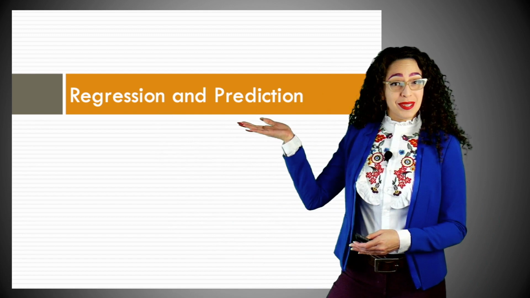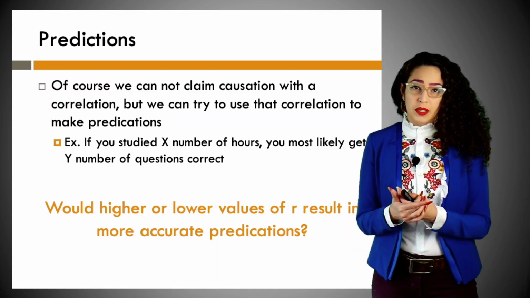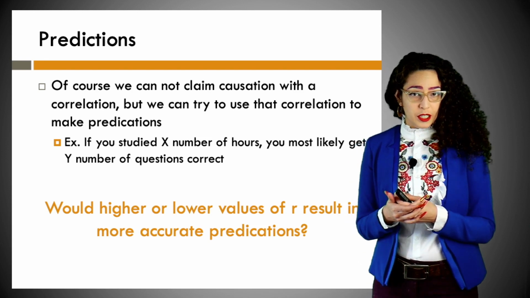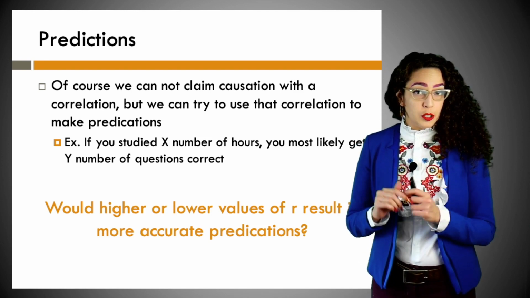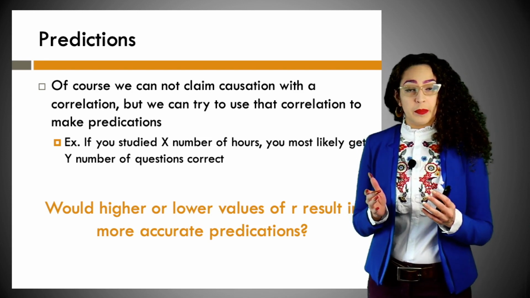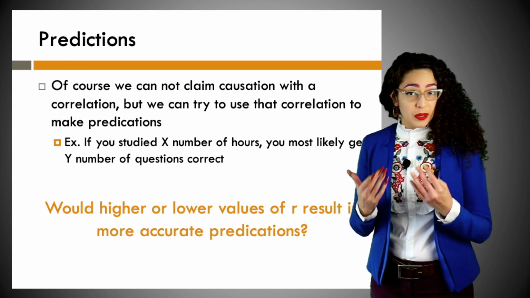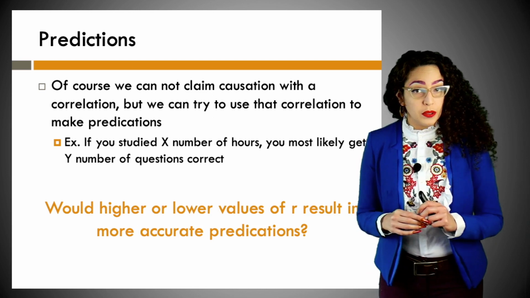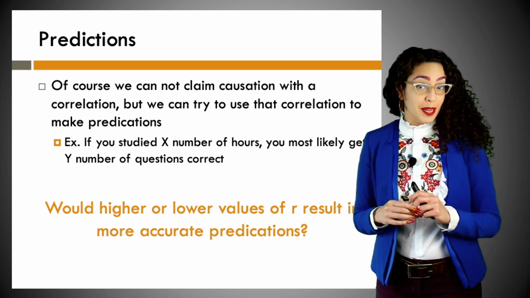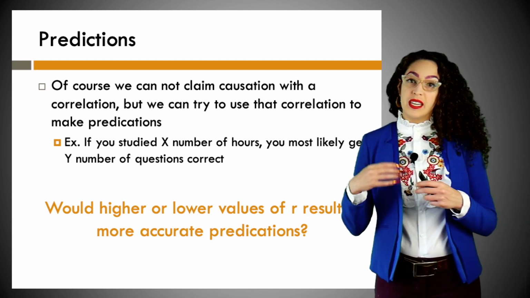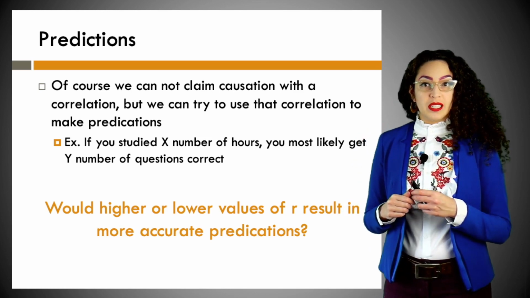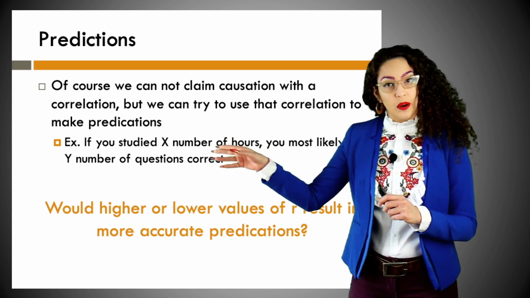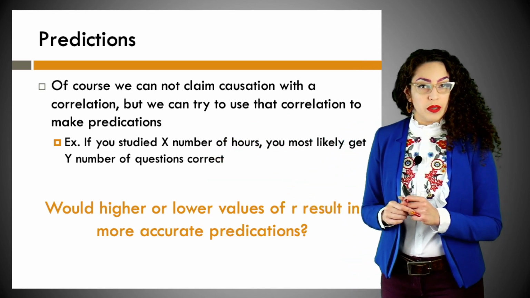Regression and prediction. If we think back to the beginning of this class, we know that the only way that we can establish causation is with a true experiment and in some cases a quasi-experiment. Now that we are just using correlations, we can't, of course, establish causation, but we can use the correlations to help us make predictions. So if you studied X number of hours, you most likely get Y number of questions correct. So I'm going to use this number of hours to predict the questions that you will get correct.